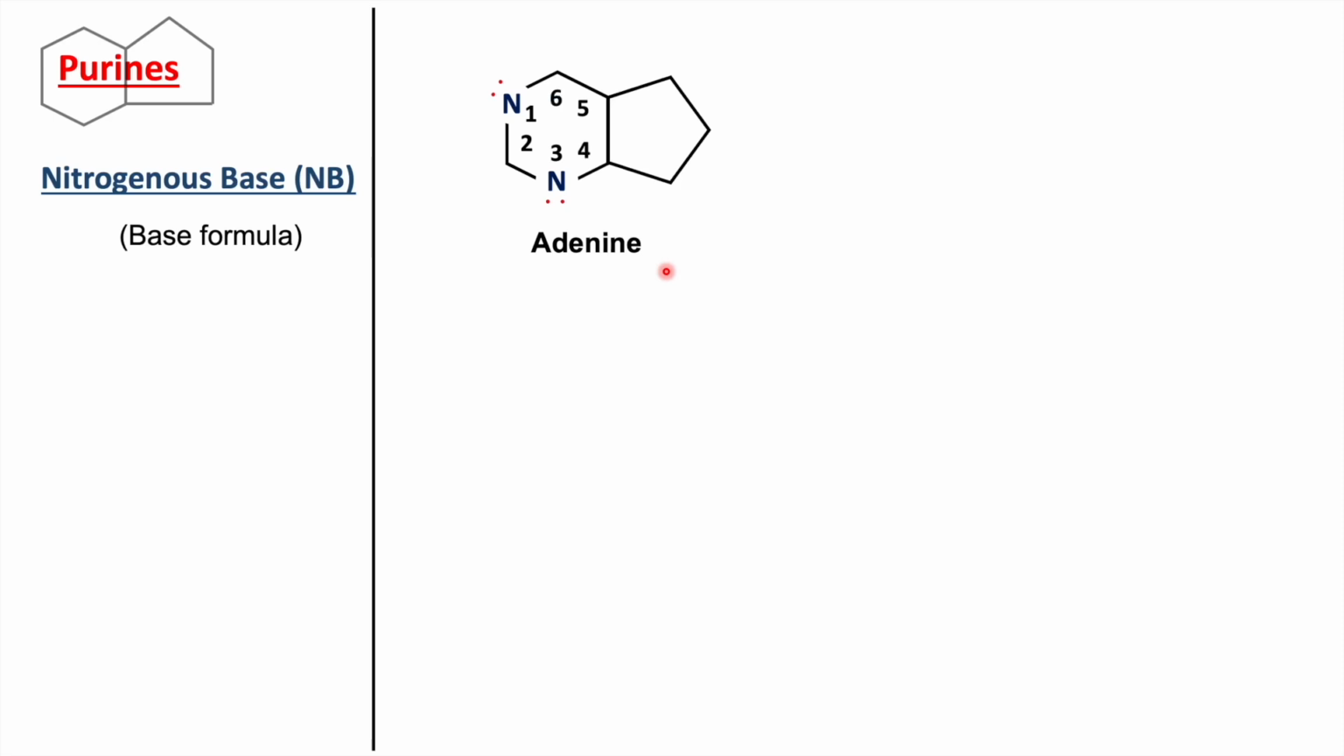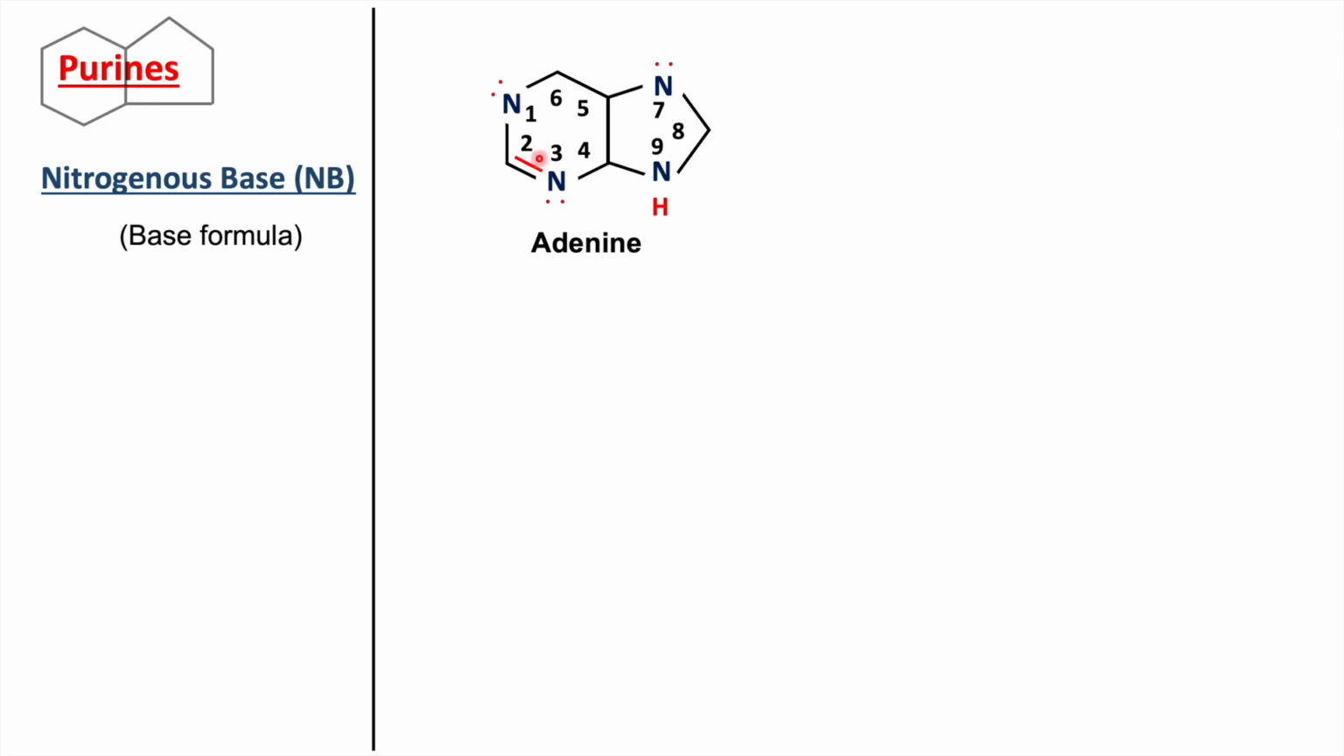Now the 5-membered ring also has 2 nitrogen atoms, at position 7 and position 9. Here there is a hydrogen atom attached to nitrogen, and where there is no hydrogen, that means there is a lone pair of electrons on the nitrogen.